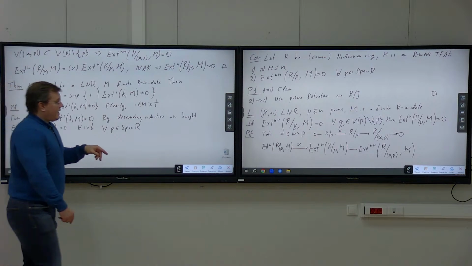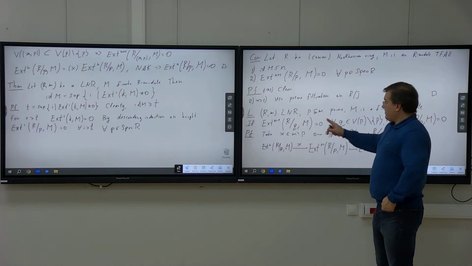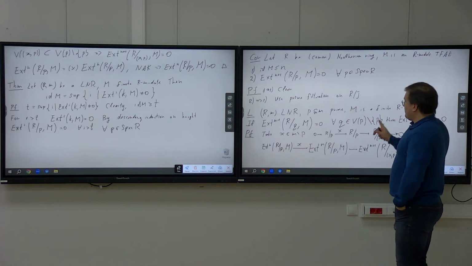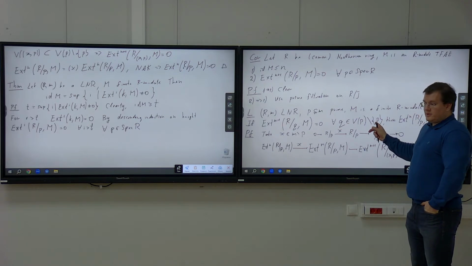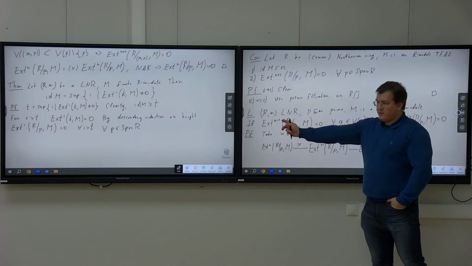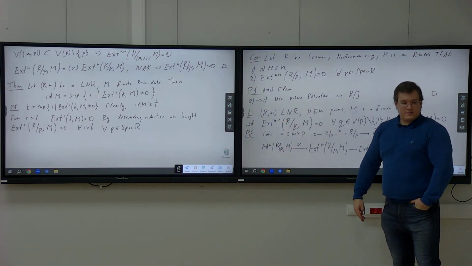Right? So then I need to check this thing. But for height maximal minus 1, all possible elements here will be just the maximal ideal. I already know this. I know this for any I. In particular, I know this for I plus 1. So for any I greater than T. Right? Is it better now?